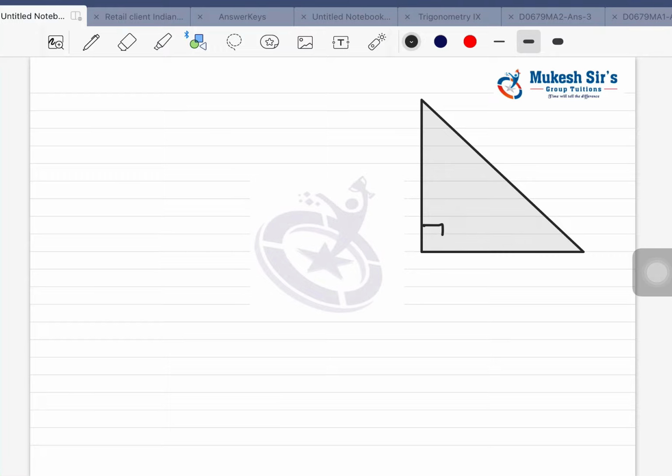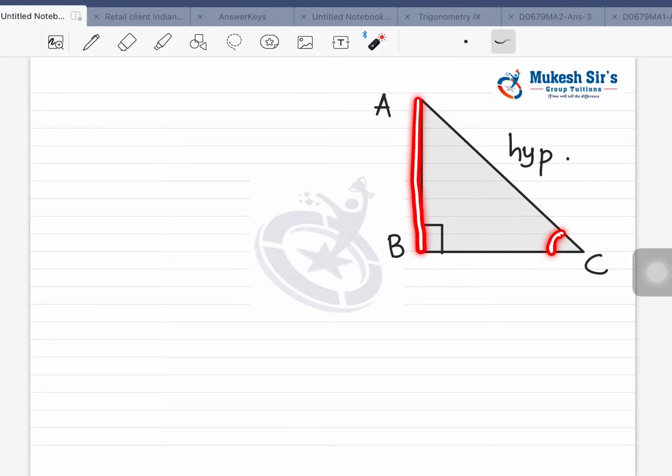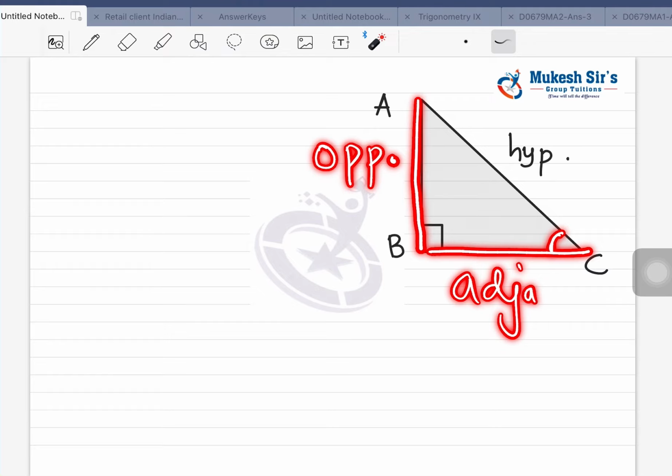So if you have a right angle triangle initially and suppose the name of the triangle again is ABC, then you know AC is the hypotenuse, right? Now if I take angle C, the opposite side of angle C is AB. AB is called the opposite side of C, and BC is called the adjacent side of C.